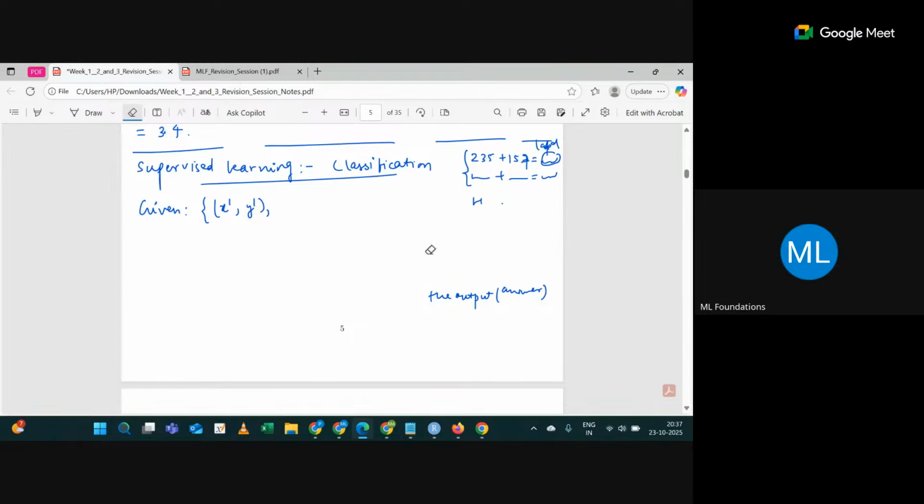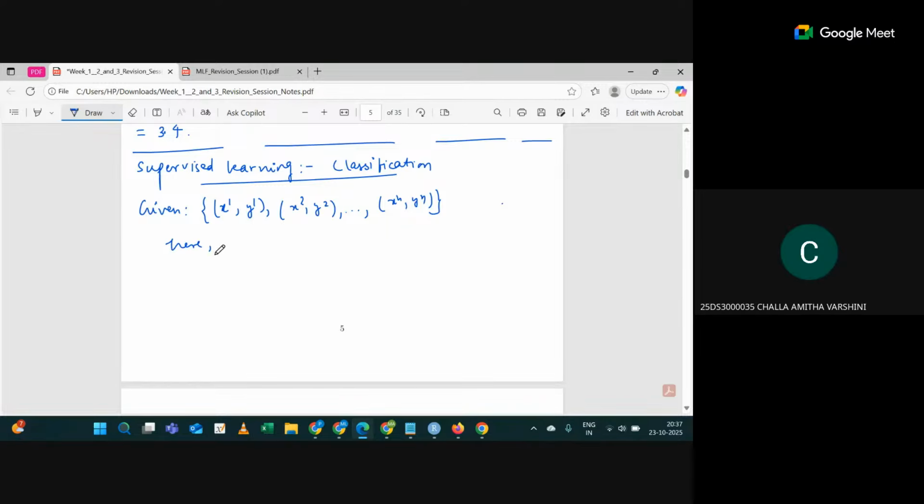So in classification, again, we will be having labeled data, right? Some inputs, some x's and some y's. So it will be x2, y2, and suppose till xn, yn. Sir, what you are saying is, in supervised learning, for n number of inputs there will be n number of outputs. Yes, we will be having the data and output along with it, basically input and output. So here this is the input, this is the output, this is the input, and this is the output.